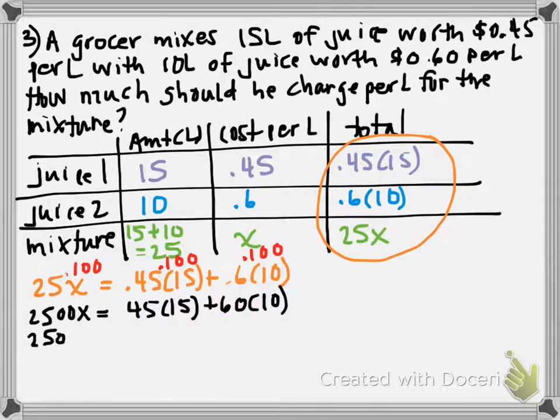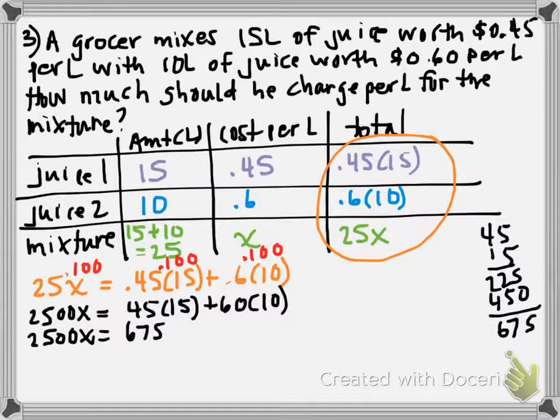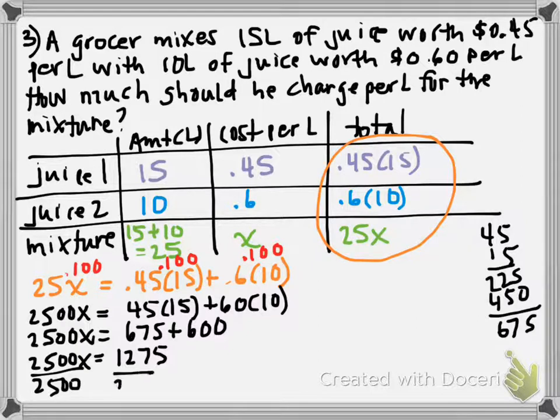So I get 2500x equals, and then 45 times 15, I don't know. So 675. So I get 2500x equals 1275, and then I divide by 2500. Now, because the answer is supposed to be dealing with money, there's no way to write this answer as a fraction. So we're going to have to do some long division.